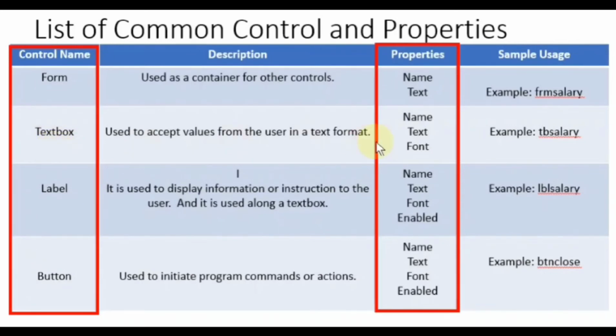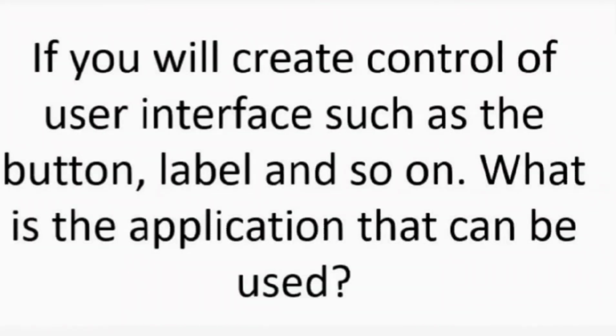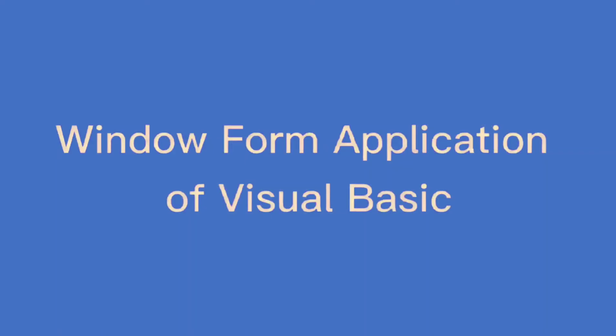For example, in the characteristics or attributes of font in the font family, we have the font size, font style, or the font color. The enabled property of label and button control can make it an active or inactive button. It depends on the program applied on it. And in the fourth column are the sample or usage of how it will be used in the property window. If you will create control of user interface, such as the button, label, and so on, what is the application that can be used? You get the correct answer, that is, Windows Forms application of Visual Basic.